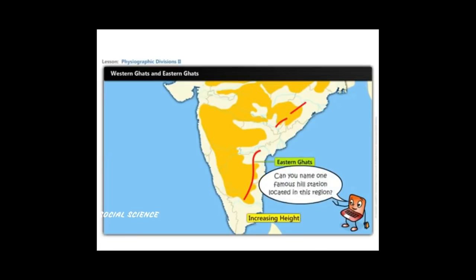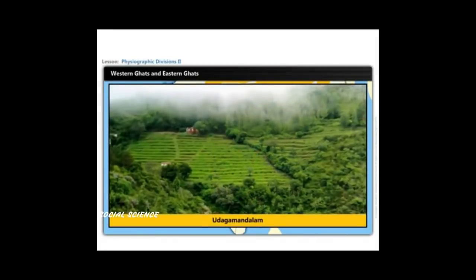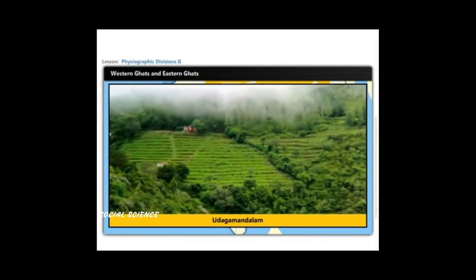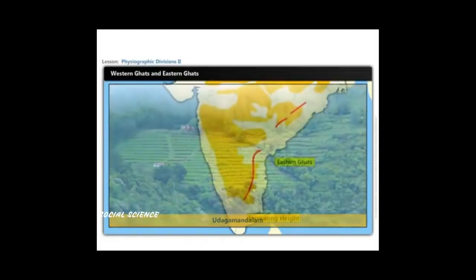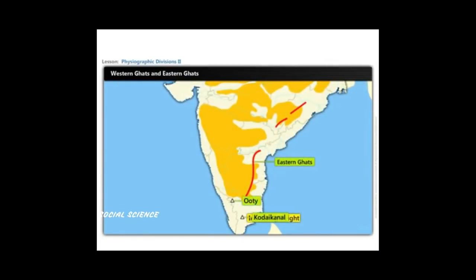Can you name one famous hill station located in this region? Some of the famous hill stations located in this region are Udagamandalam, popularly known as Ooty, and Kodaikanal.